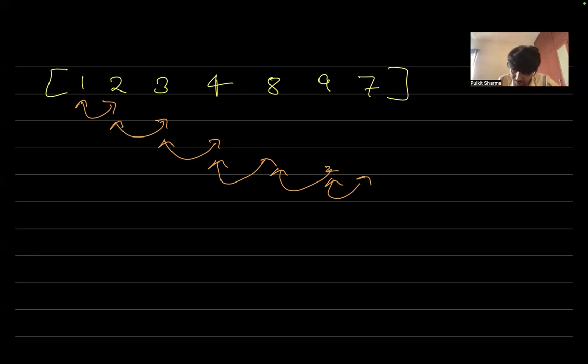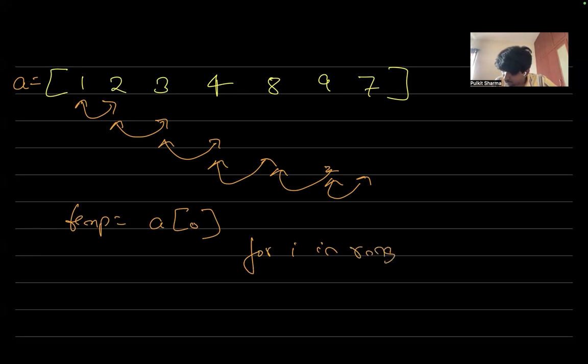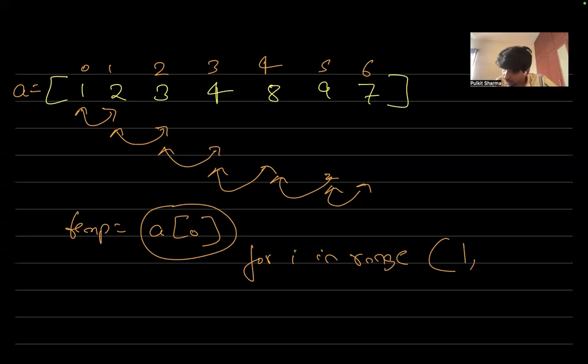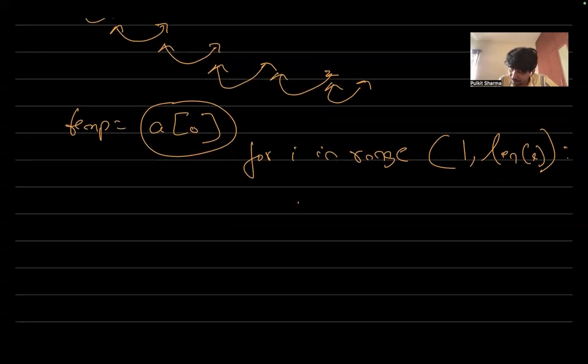So how will we do it, guys? We can take a temp variable. I take first a of 0, where a is the name of the list. Now I'll run a for loop, for i in range. I think you guys know how to run loops now. But what are the indexes, guys? 0 1 2 3 4 5 6. So we'll start with index 1, because 0 I've already taken as the first element. I'll go till the end, length of a colon. Now what we have to check, so what we can say, if temp is greater than a of i. Now what is temp? 0.